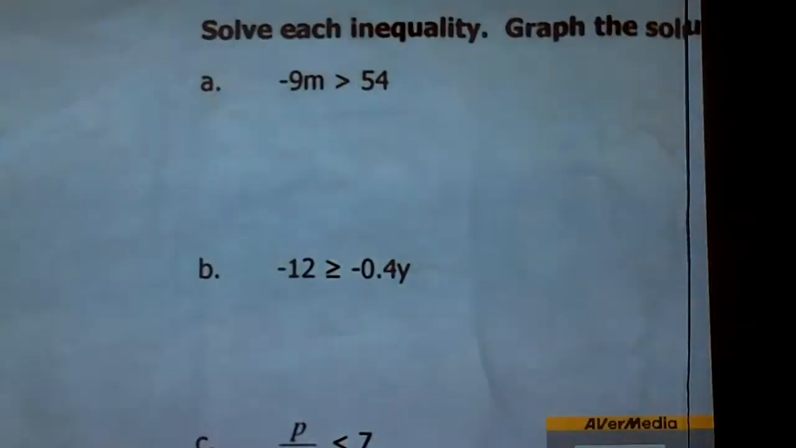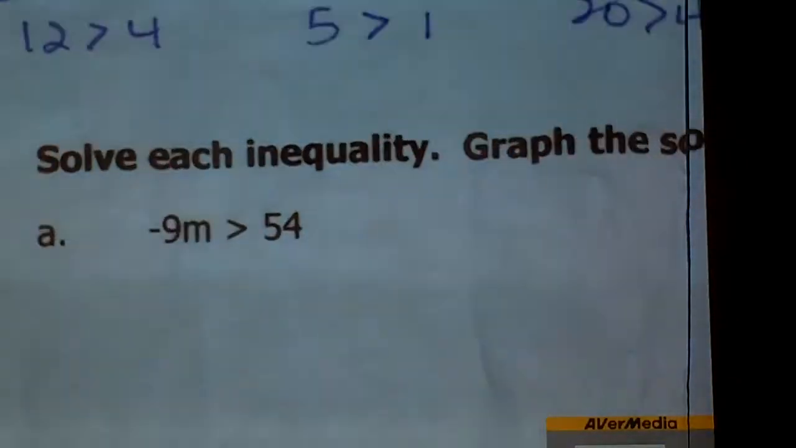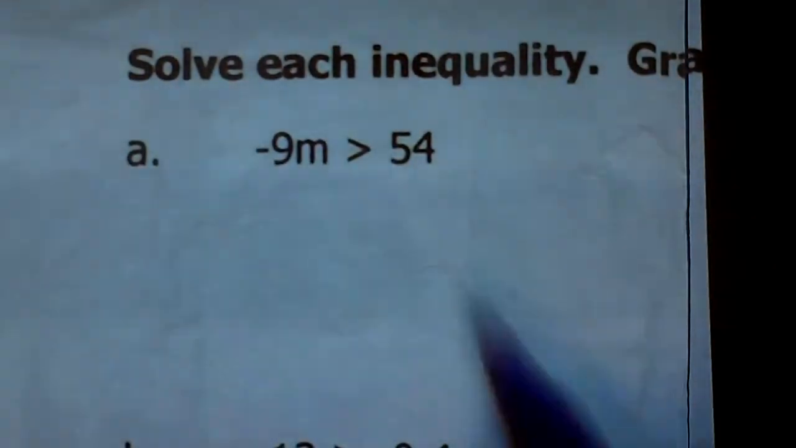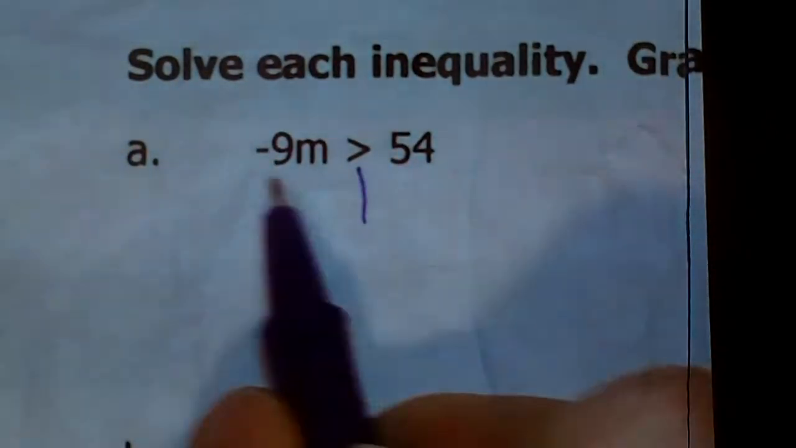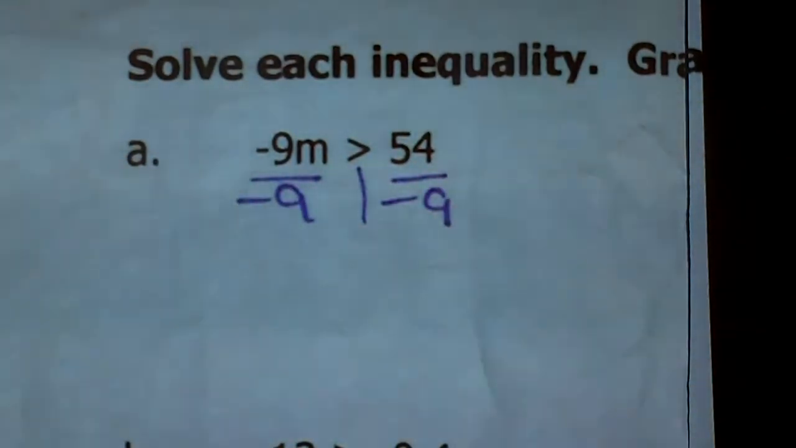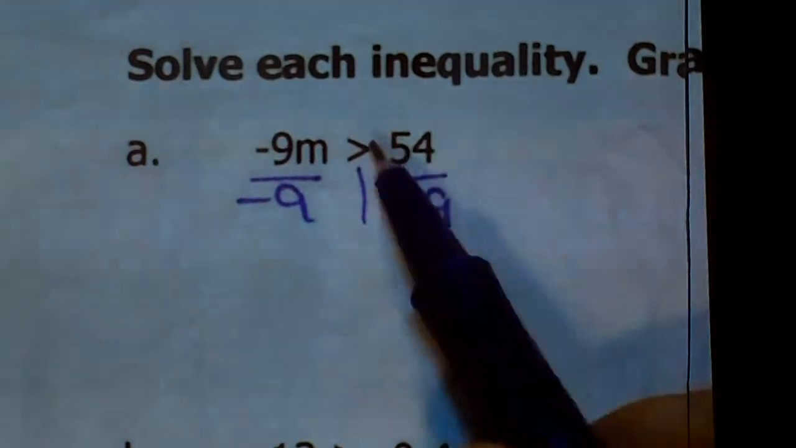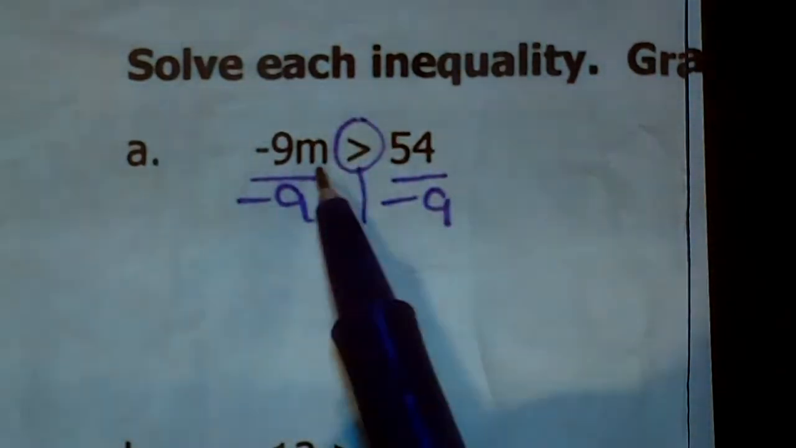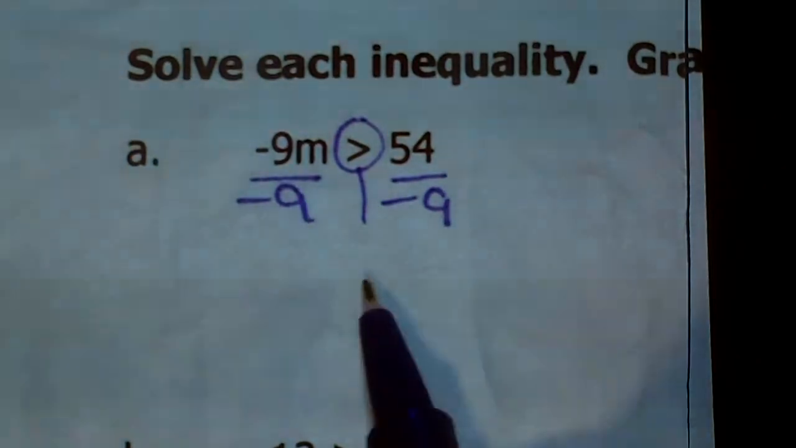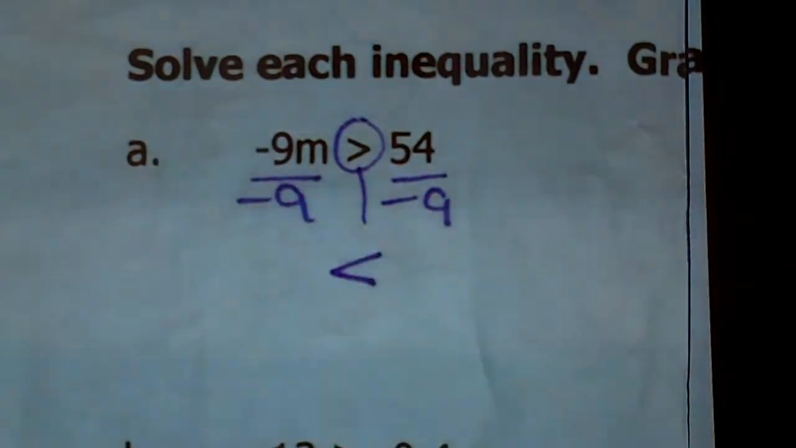The first example here, negative 9m is greater than 54. Okay, so I'm going to start off solving this like normal. I would divide by a negative 9. The fact that you just divided by a negative means that instead of this opening up towards the variable term, it's now going to point at it. I have to switch the direction of it.